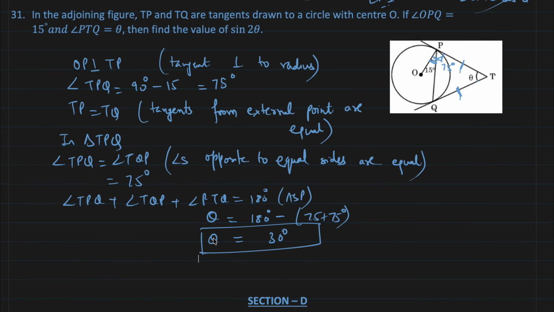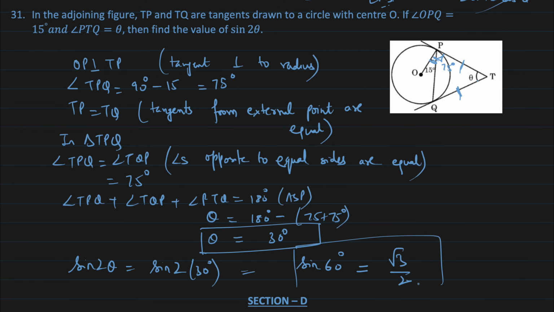Now what do we have to find out? Up to here you get 2 marks, students, right? So now we have to find out only sine 2 theta. So sine 2 times 30 degrees. Basically you have to calculate sine 60, which is how much? Sine 60 is root 3 by 2. This will give you 1 mark. So we are done. Okay, done till here.